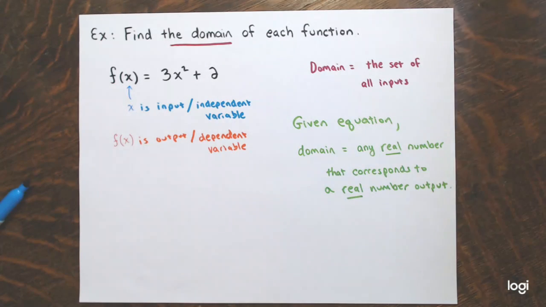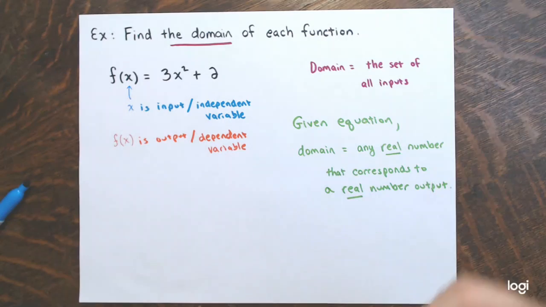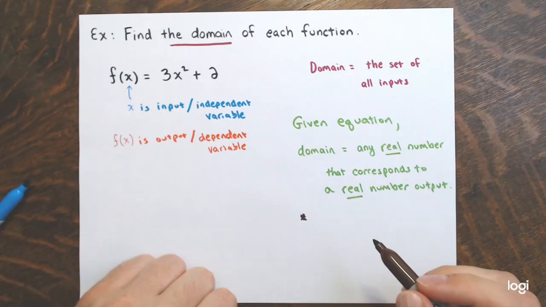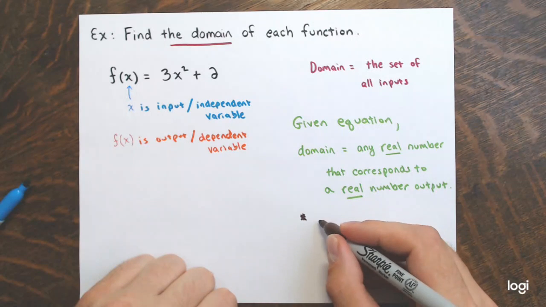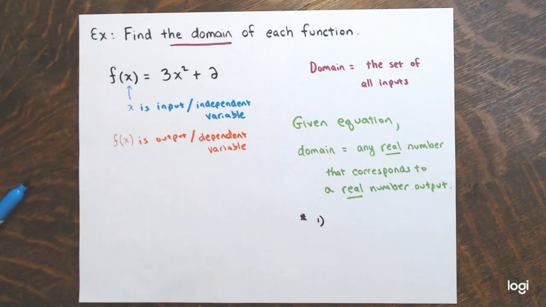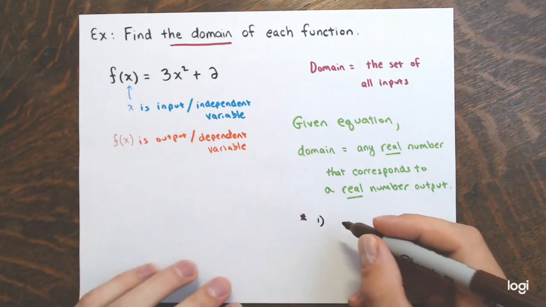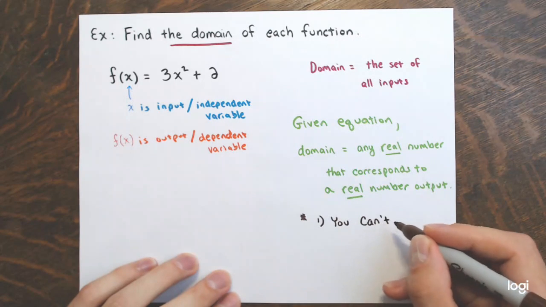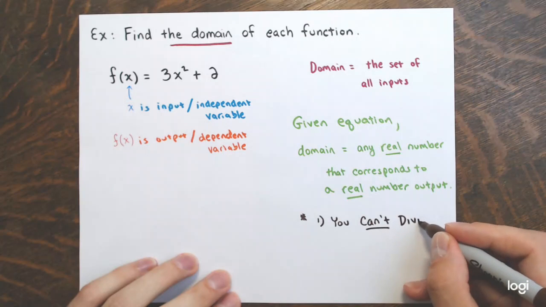Alright, so things to look out for. Now in this video we're only going to worry about one thing. The one thing we're going to look out for is you can't divide by zero. Division by zero does not result in a real number or a real value. Division by zero is undefined. All right, so I'll say you can't divide by zero.